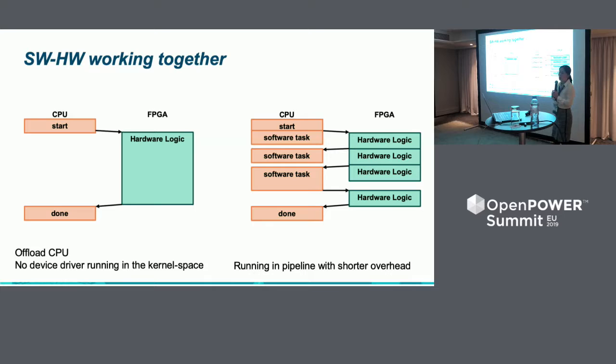But if you want to solve some heavy computation problems, you need to think about the CPU and FPGA working in a pipeline. Because OpenCAPI can provide a short overhead to interact between software and hardware, you can get quite good acceleration if you tune the pipeline very well.